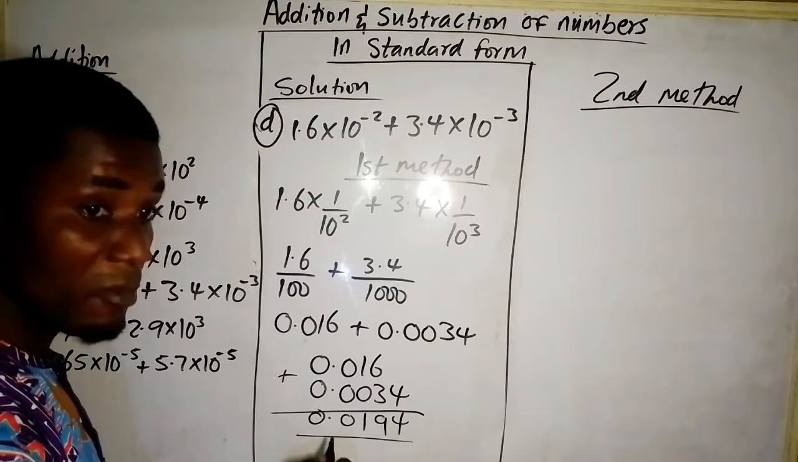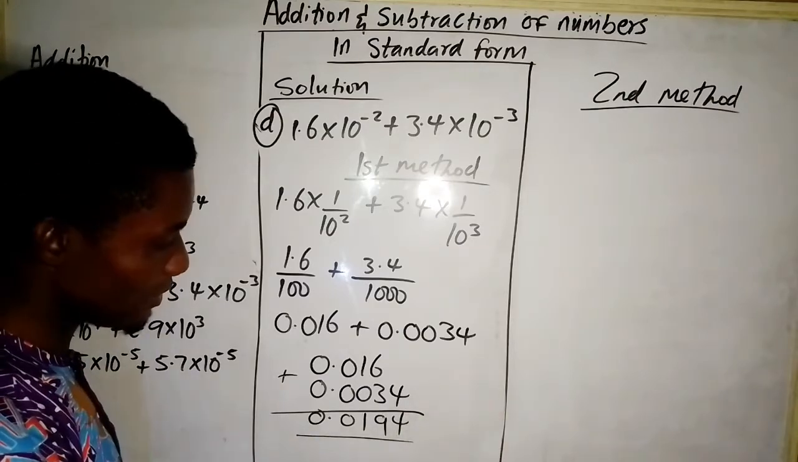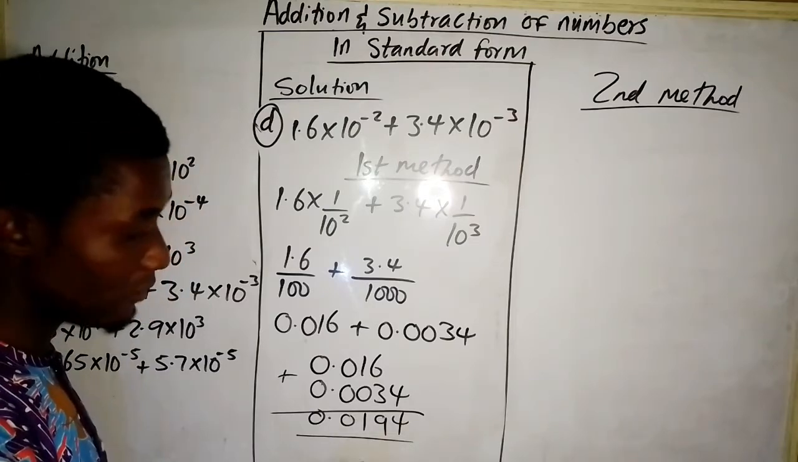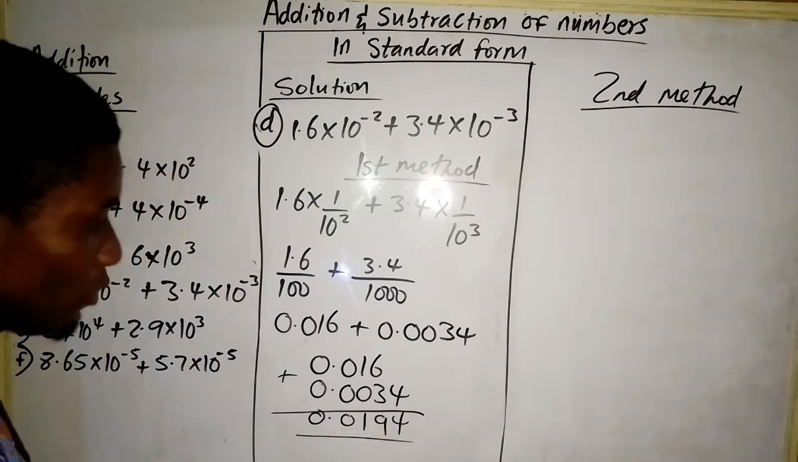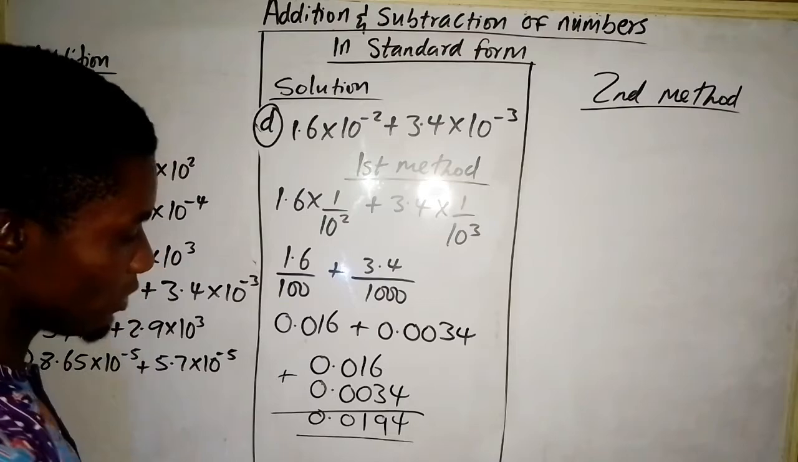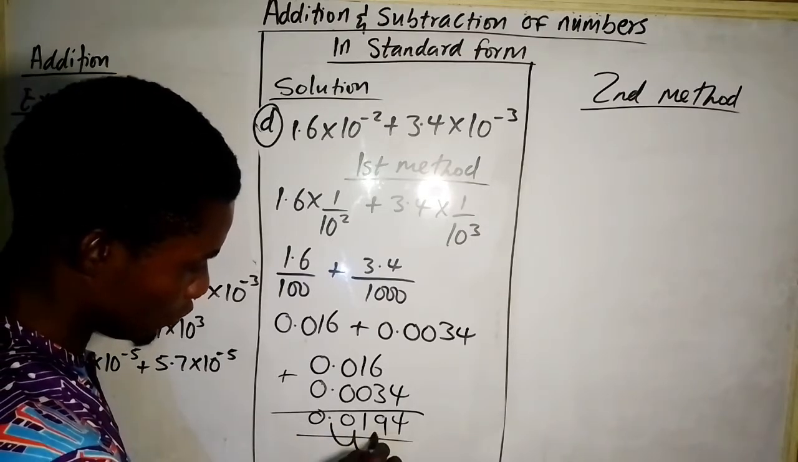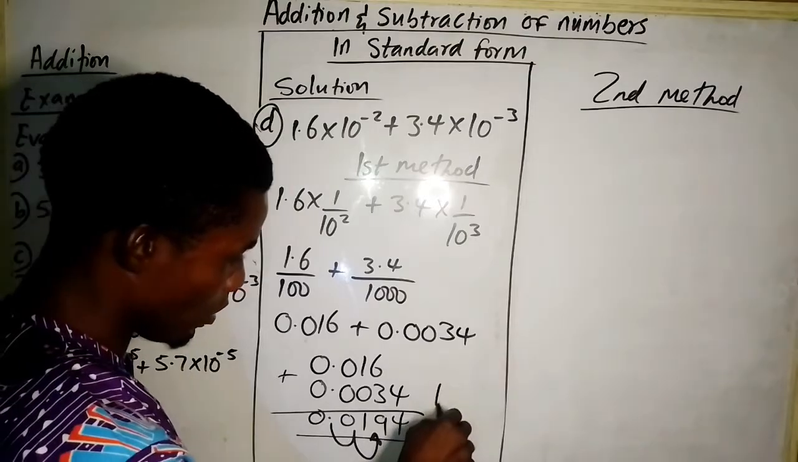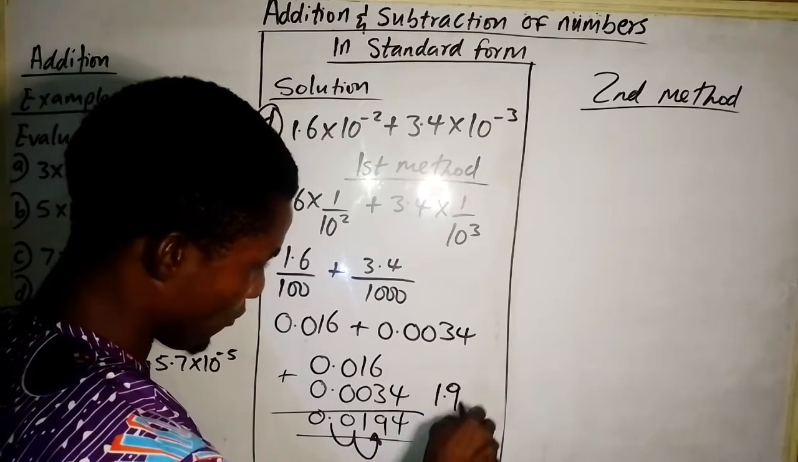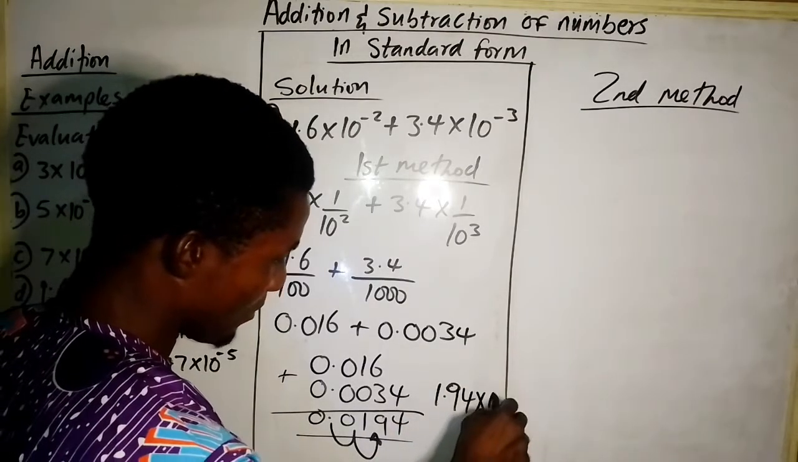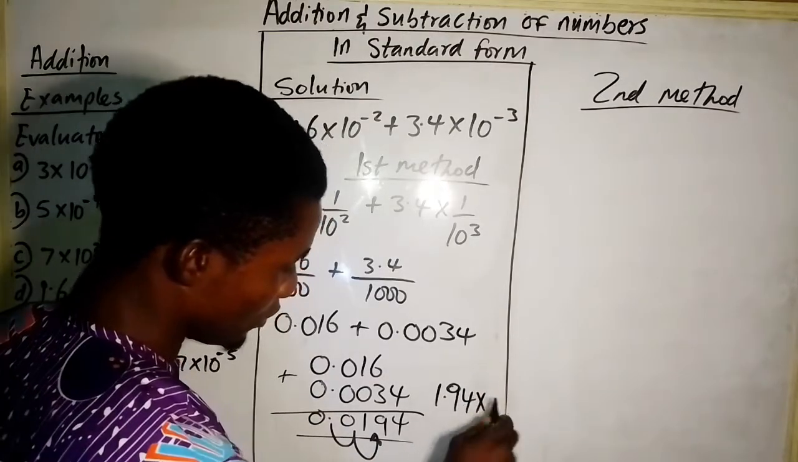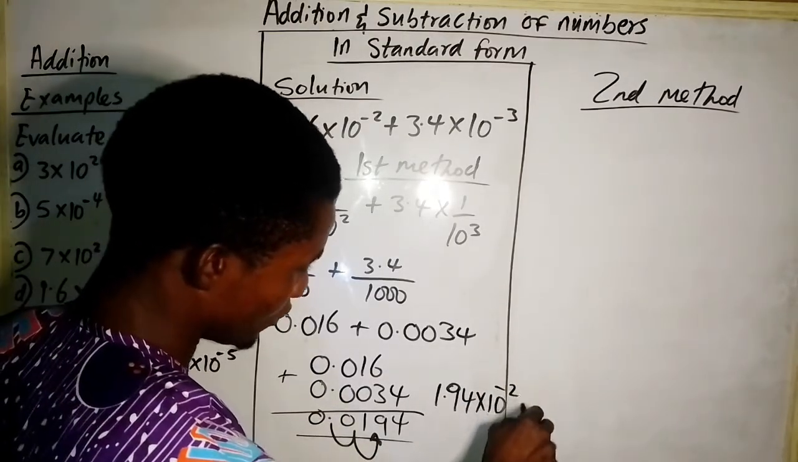And I told you, if you are moving the decimal point to the right-hand side, we're going to have a negative exponent, and if you are moving it to the left-hand side, we're going to have a positive exponent. So let's move this 1, 2. So this will be 1.94 times 10 raised to power minus 2.